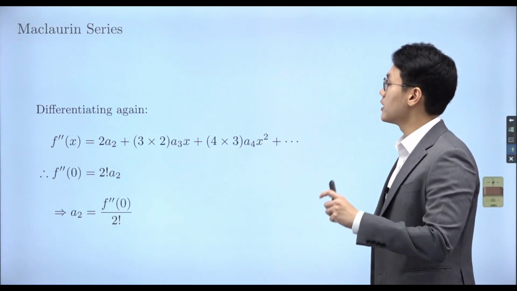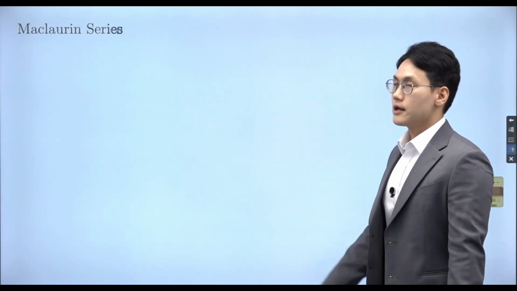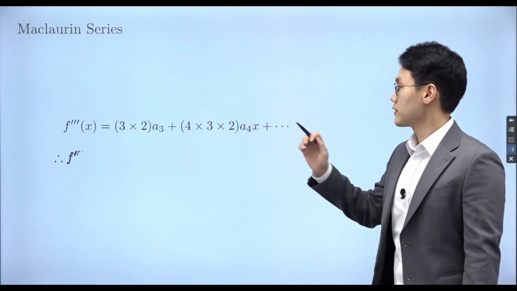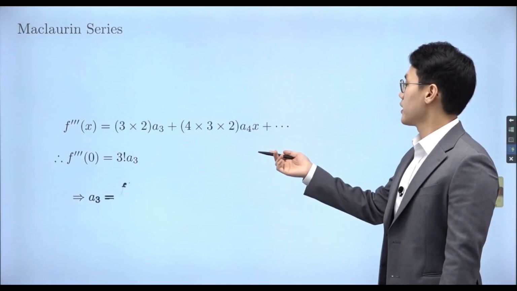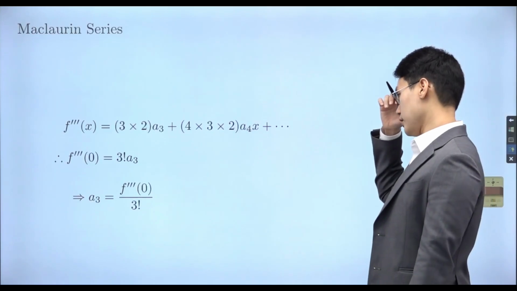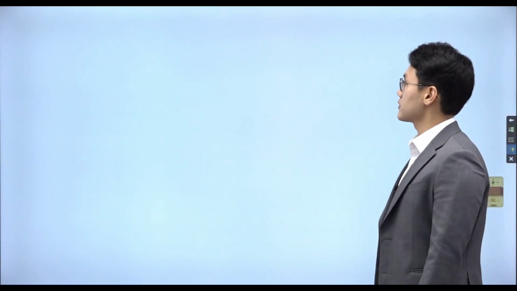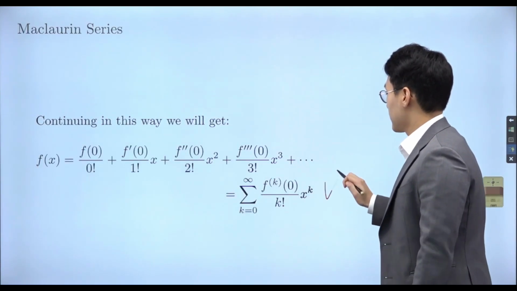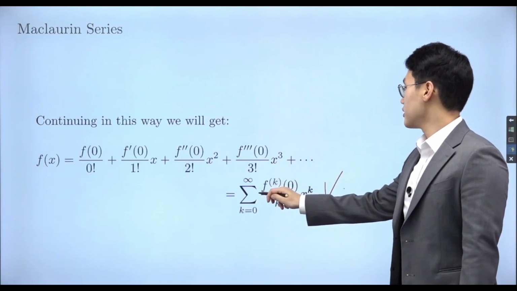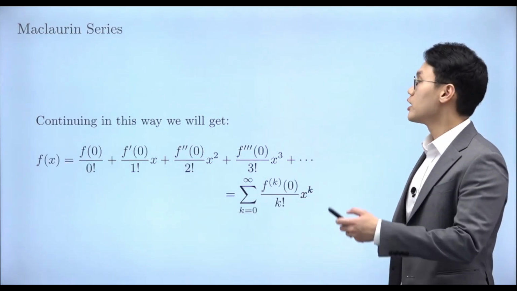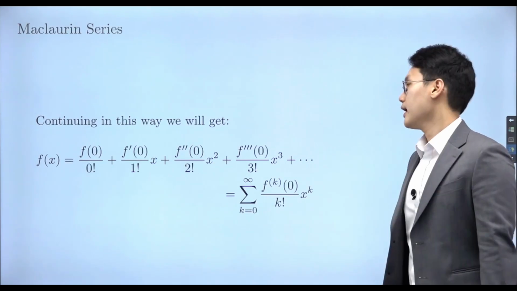Lovely things. Now you can generalize it. For the nth term, I would differentiate n many times, and then divide by n factorial. If I quickly show the third one, as you can see, it becomes divided by 3 factorial. So now let's generalize. Continuing this way, we will get the following infinite series. The kth derivative at 0, divided by k factorial, gives the coefficient of x to the power of k.